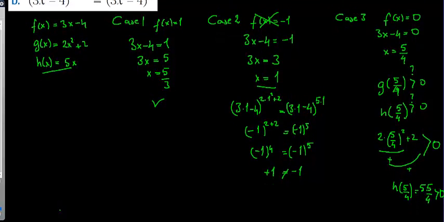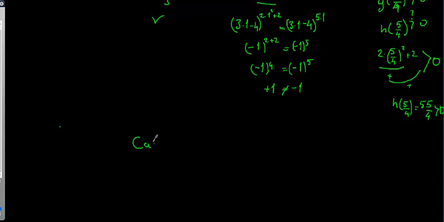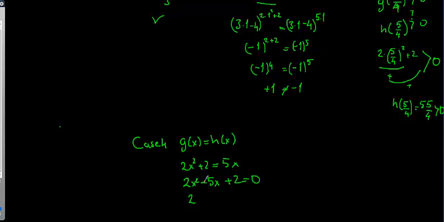Now the last one, case 4, g(x) is equal to h(x). In this case 2x squared plus 2 should be equal to 5x. And 2x squared minus 5x plus 2 should be equal to 0. 2x squared, 2x and x we are going to factorize, minus 2 and minus 1, or minus 1 and minus 2 it can be. Yes, minus 1 and minus 2 it should be.